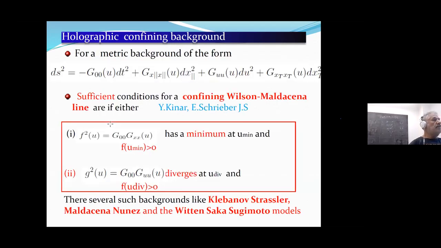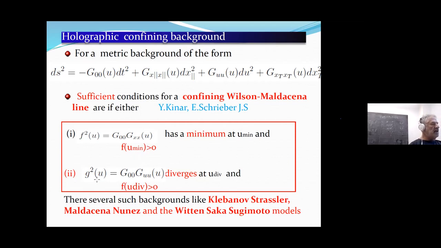For a general metric that depends on the holographic coordinate of the following form, we found sufficient conditions for a confining Wilson line. One possibility is that this quantity f squared, which is g00 times gxx, has a minimum and its value at the minimum is positive, then it's confining. The string tension is proportional to this quantity. So if it's not zero, it is a signal of confinement.